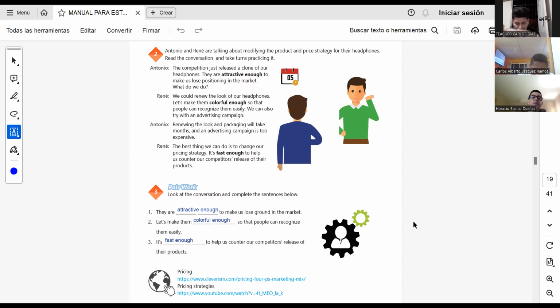Renewing the look and packaging will take months, and an advertising campaign is too expensive. The best thing we can do is to change our pricing strategy. It's fast enough to help us counter our competitors' release of their products.